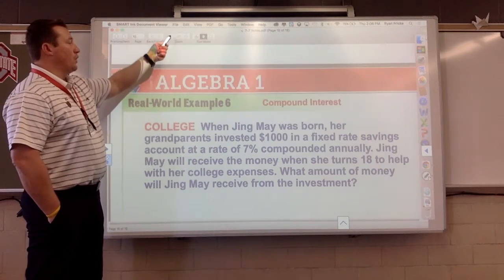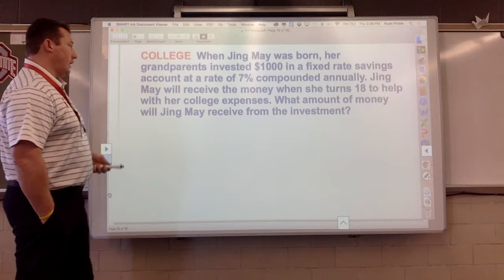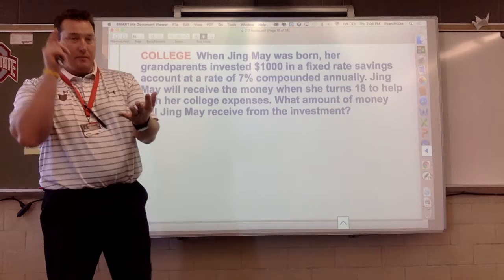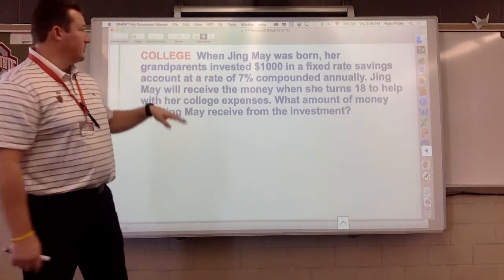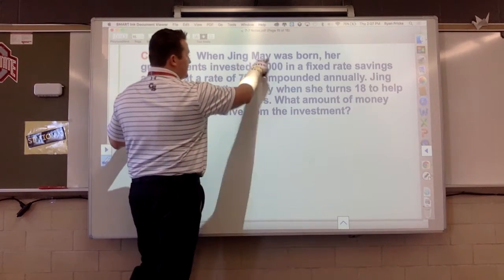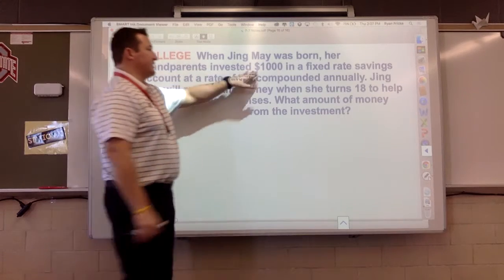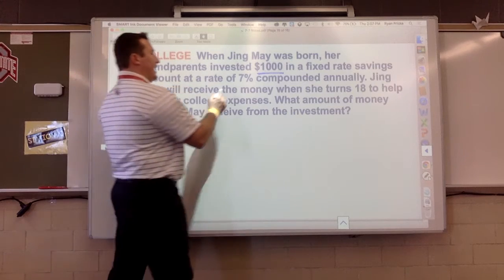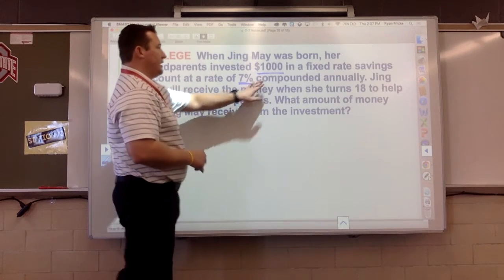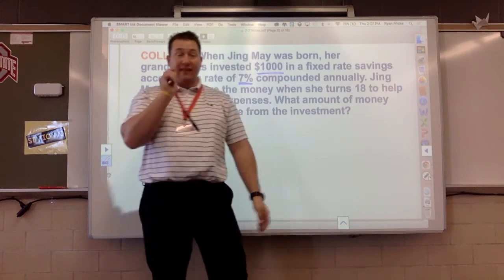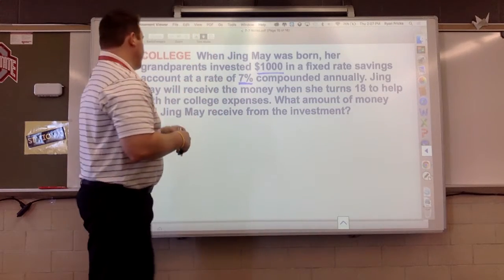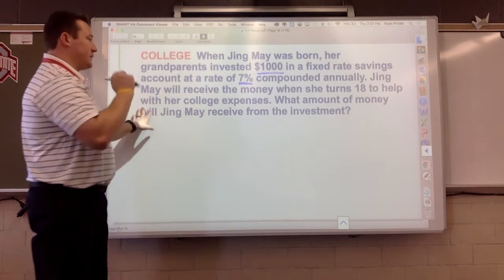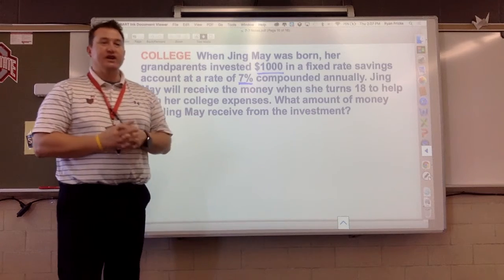All right. Here we go. So these are all going to be with borrowing money or investments. Okay, so let's take a look here. When this person was born, her grandparents invested, okay, this much into a savings account at a rate of this compounded annually. There is a lot of information for us to take in here. Okay, she's going to receive the money when she turns 18 to help with her college expenses. How much money will she have?